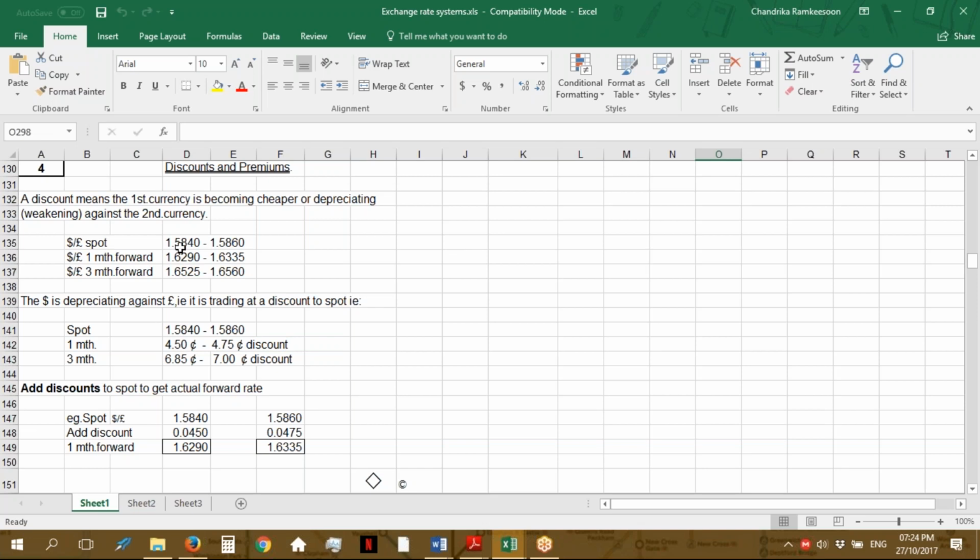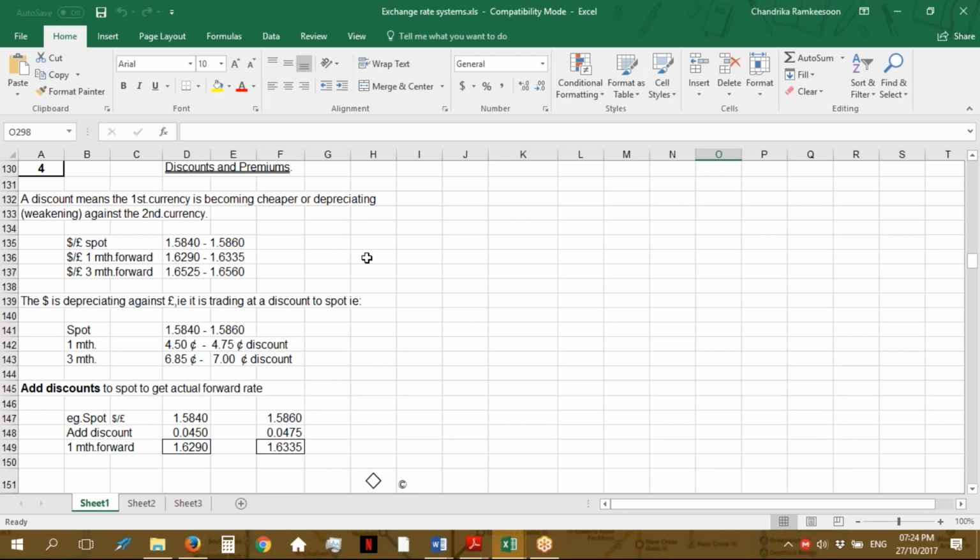So for example, if this is $158.48 for a pound, and this is $162.90 for a pound, and of course $165.25 for a pound, and this is the 3 month forward rate, this is the 1 month, this is spot, which is today. What this means is that the dollar, based on the forward rate quoted, would reflect a weaker dollar in 3 months' time.